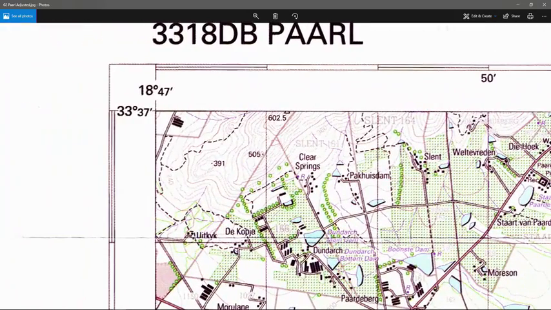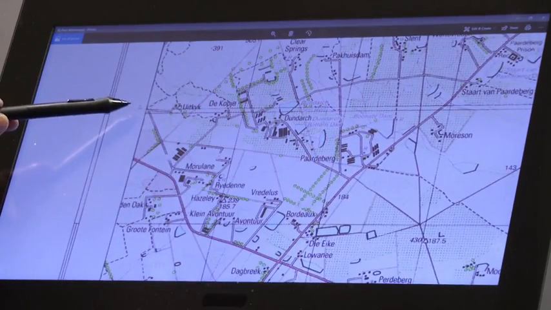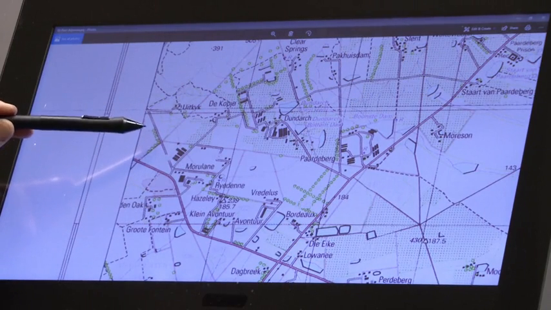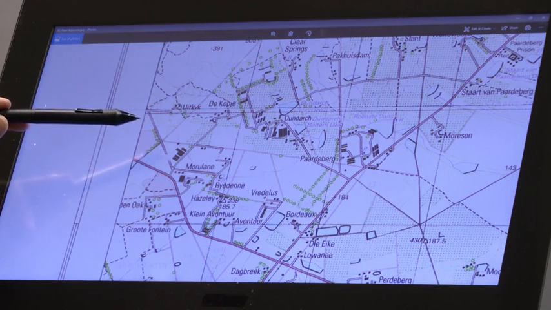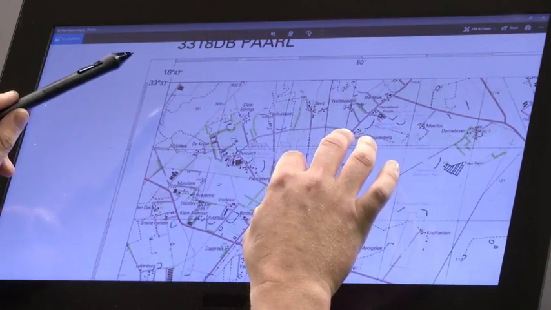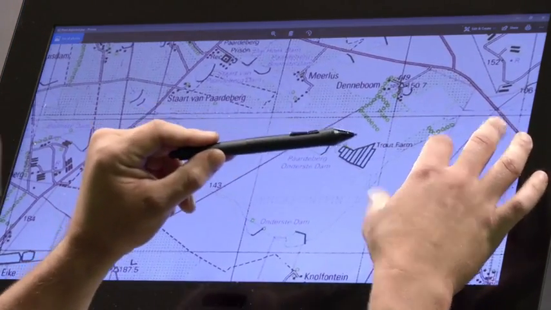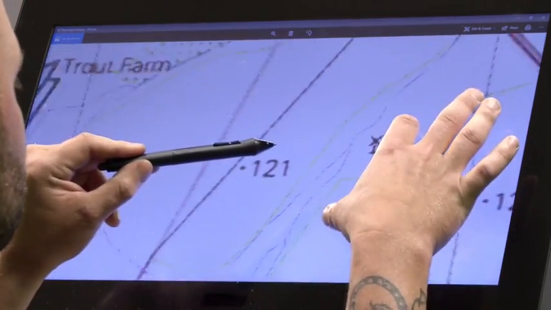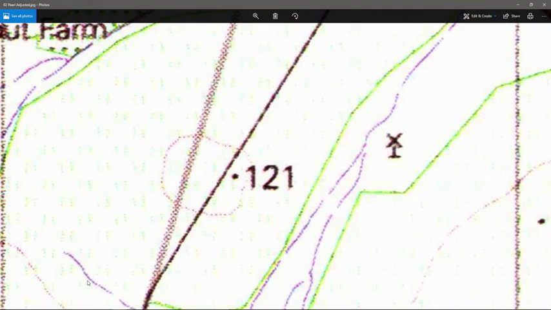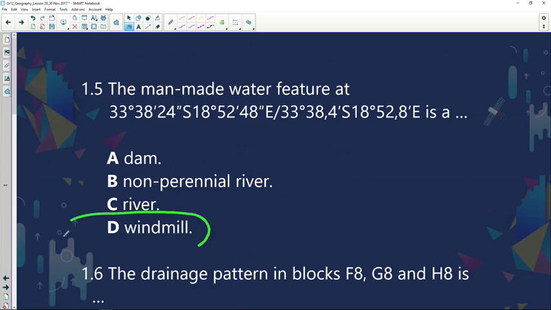There's the latitude coordinates, 33 degrees, 38. So we know it's definitely going to be between 38 and 39 and 24 seconds south. So it's going to be roughly there somewhere. But let's quickly go and have a look at our longitudinal position. It's 18 degrees, 52 minutes, 51, 52. So it's over there, and the correct man-made feature that's found over there is the windmill that you see right over there. So your correct answer will be D.